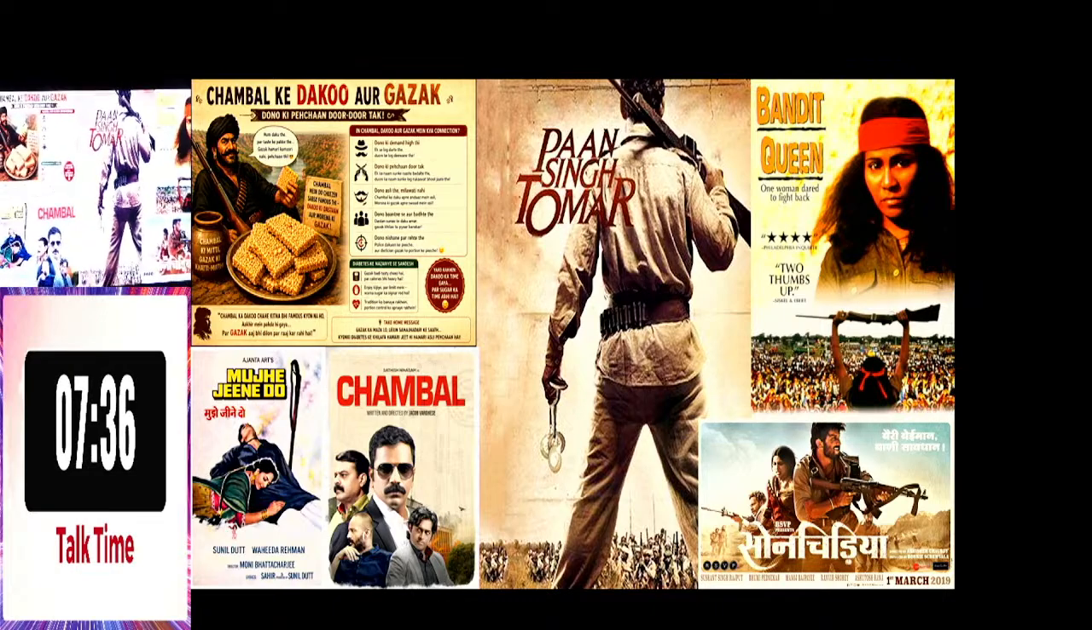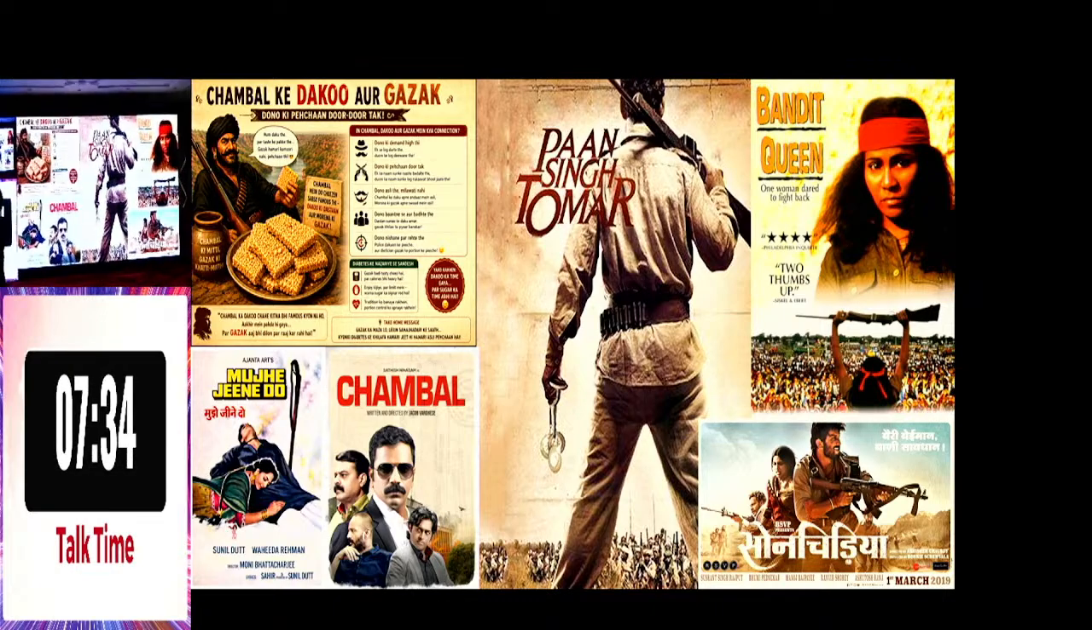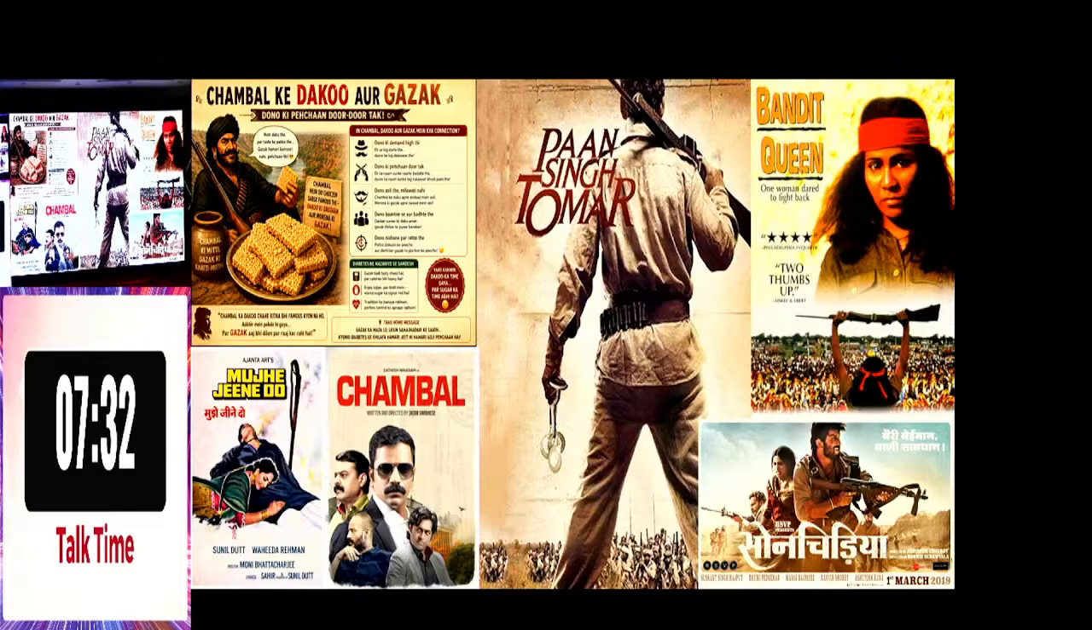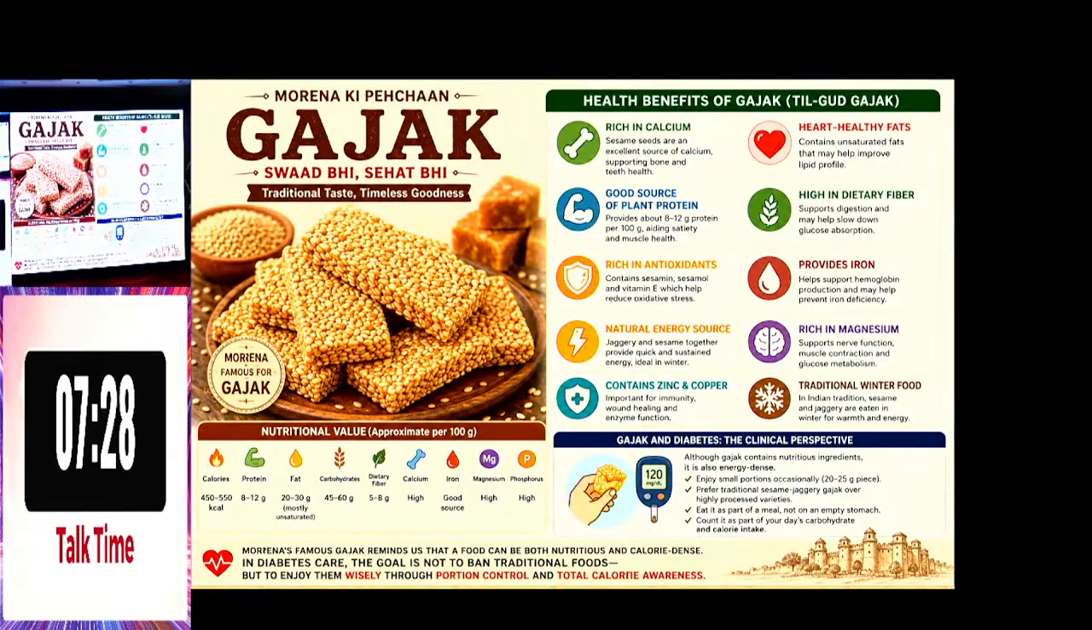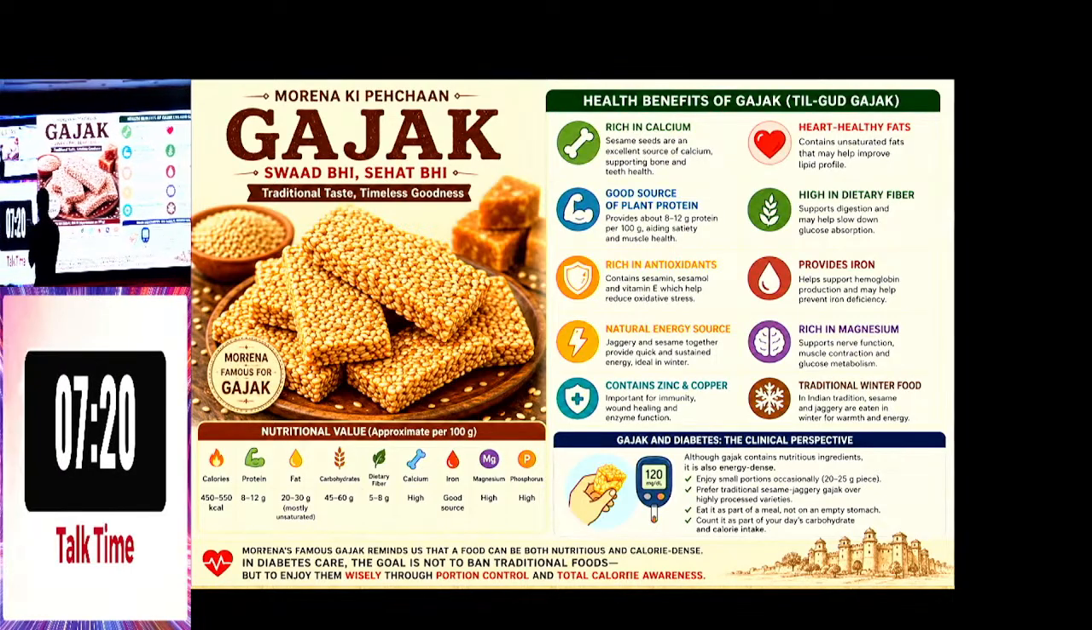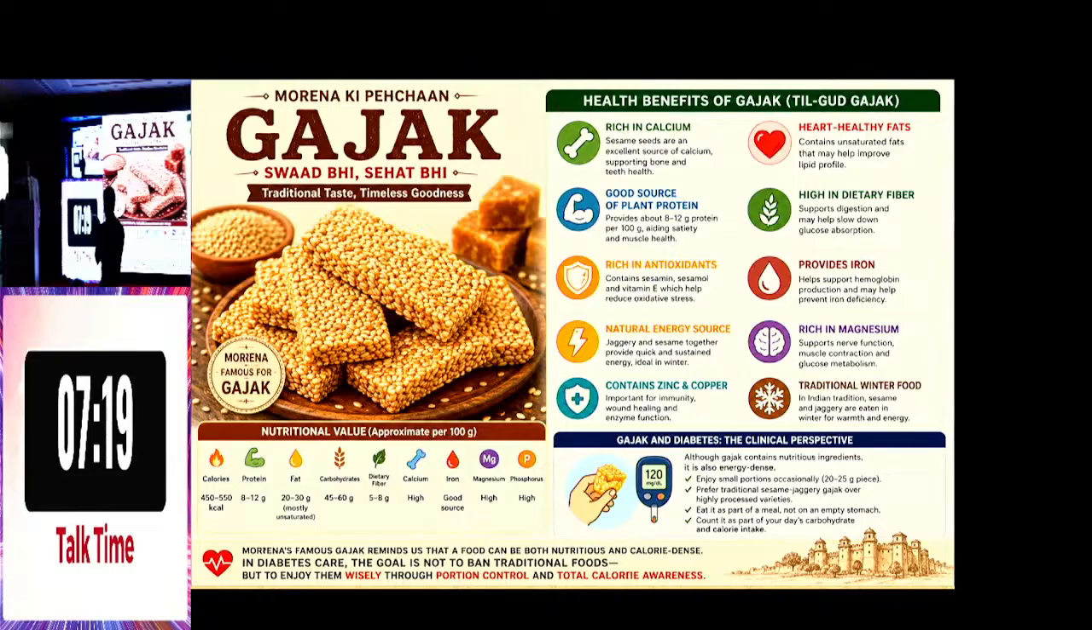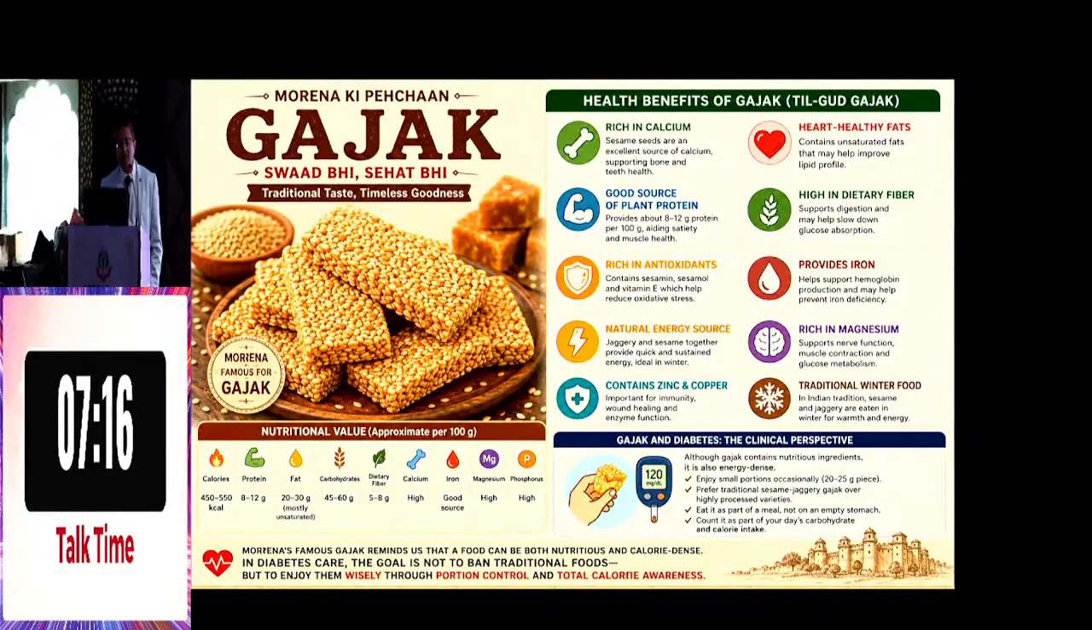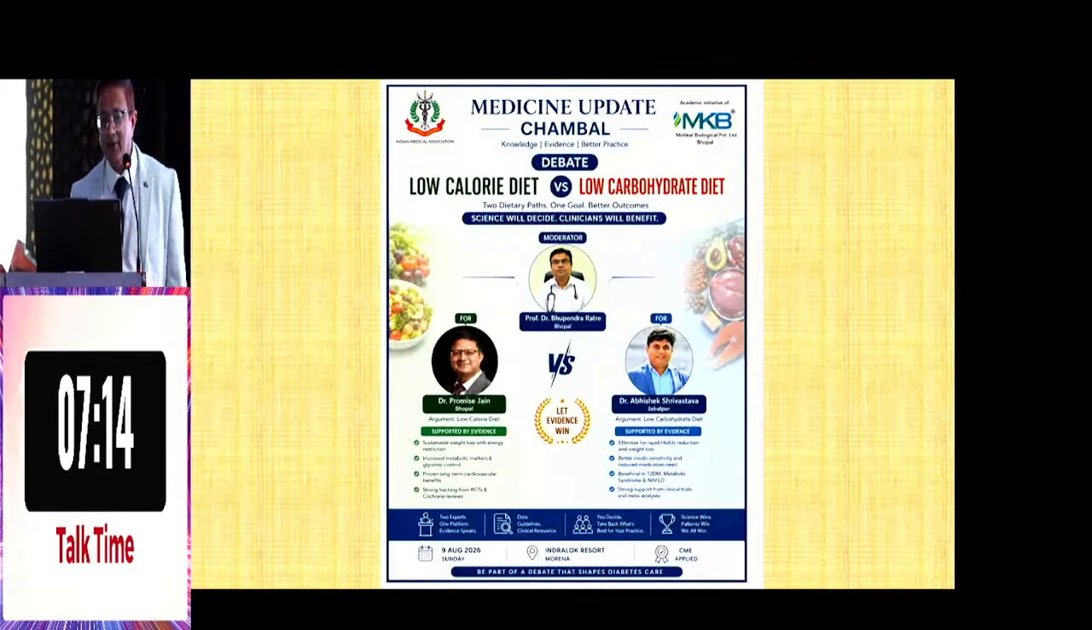That he did good work. Same with me, I will also do good work, just a little differently. And definitely Dr. Abhishek said that gajak should not be eaten. In the Morena and Chambal region, I think no one is left without gajak. So everybody should eat the gajak. How much, we will discuss later.